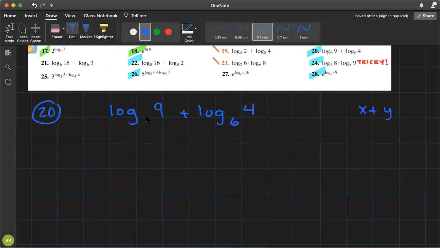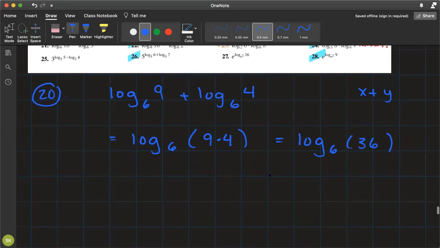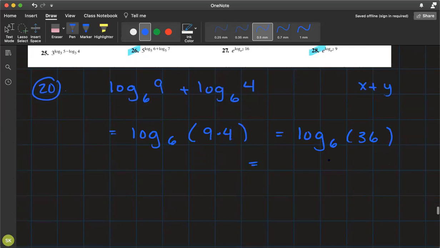Well, let's use the properties of logs that we just learned. I have a plus here. Maybe if I combine them into one log, I can do something with that. So this is the same thing as log base 6 of 9 times 4. And 9 times 4 is 36. And now we can actually evaluate this, because remember, the log is the exponent. So 6 to what power gives us 36? Well, that's 2.